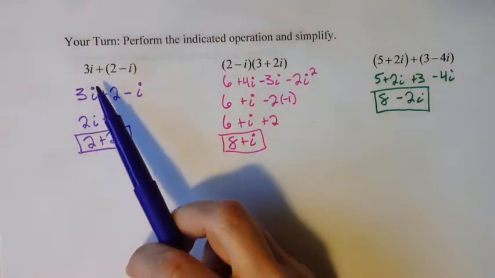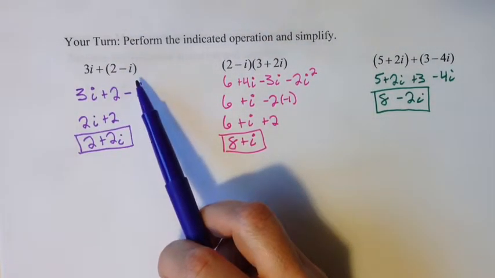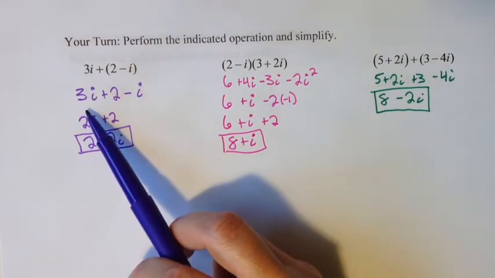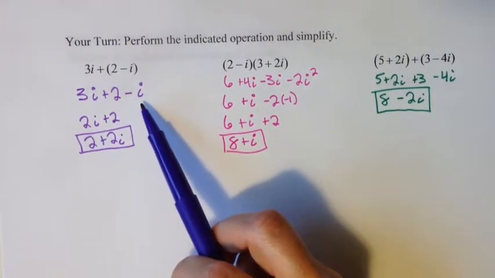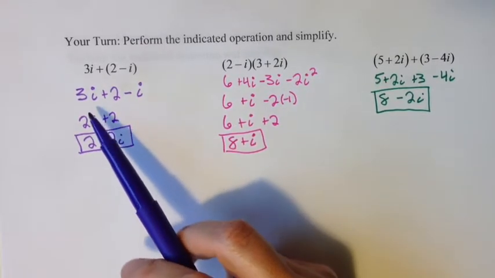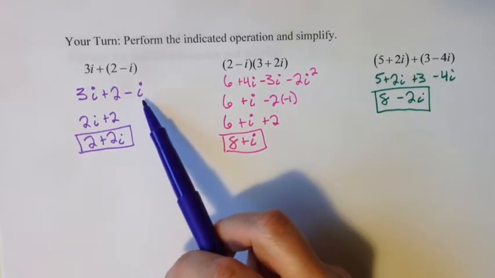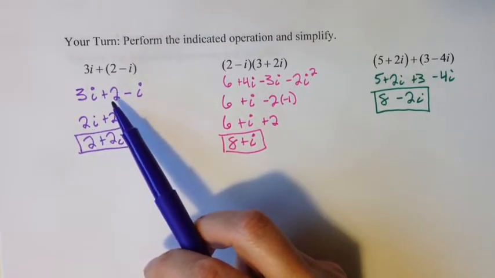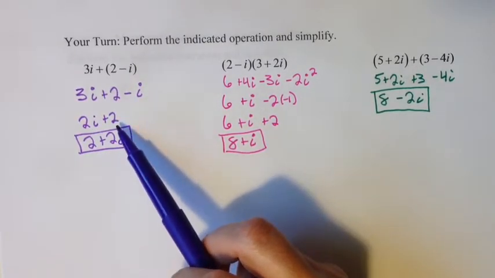My first problem is 3i plus 2 minus i. Now because this is addition, I can pretty much drop the parentheses, making this 3i plus 2 minus i. Now I just start combining like terms, like I would if I were adding two polynomials. I have a 3i and a minus i, which come together to be 2i, and the 2 doesn't have a like term to combine with, so it comes down as 2.